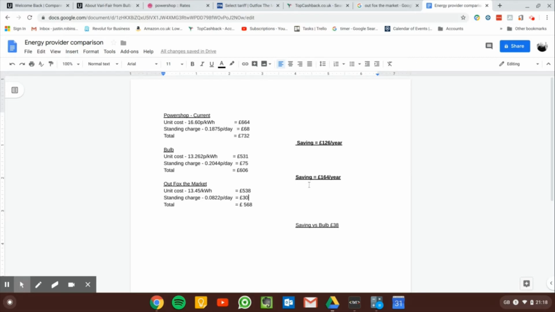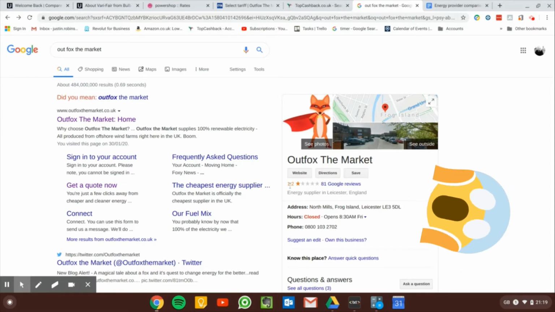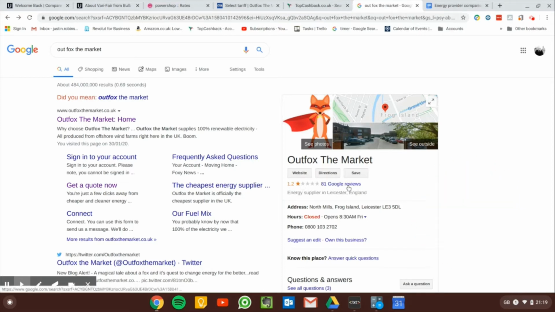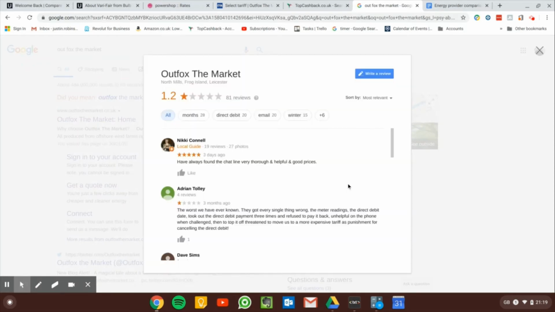Sounds good. However, I'm just going to do a little bit of due diligence by going on Google, and I can see here that there are some pretty low reviews for Outfox the Market. Generally, when I look through these reviews, they're due to the fact that they have raised their electricity price in the past, which they say they do on their site, to be fair, as the unit costs go up, like any provider would. And the other fact is that they don't have much in the sense of call centers. They use a lot of web chat and email.